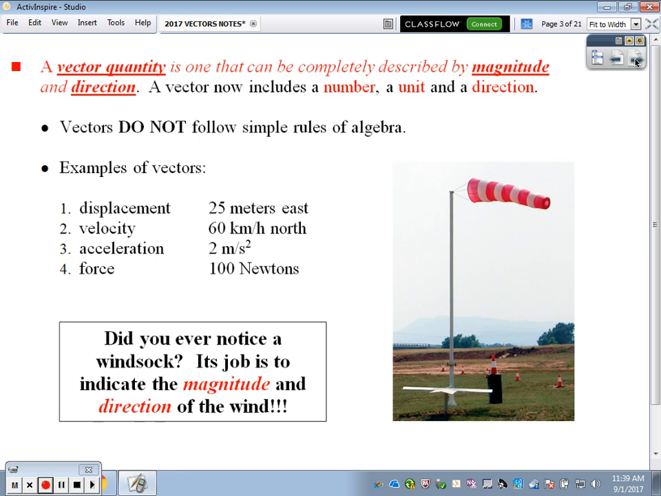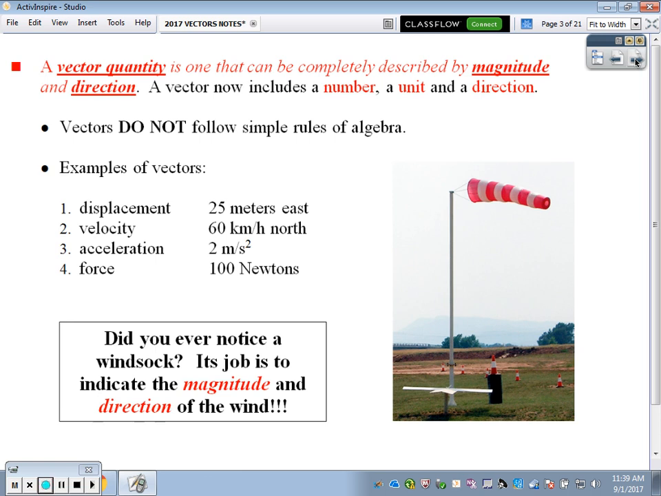I want to keep putting that out there because the term magnitude is something we really need to become comfortable with. But ultimately, we're looking for three things in a vector quantity. It needs to have a number, it needs to have a unit, and it needs to have a direction. If it doesn't have those three things, it is not a vector quantity.